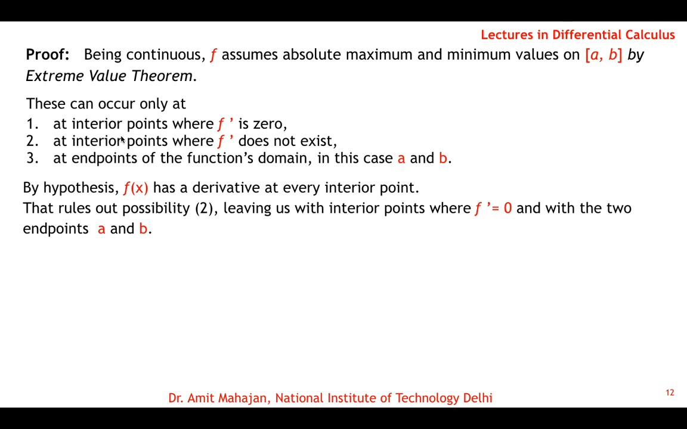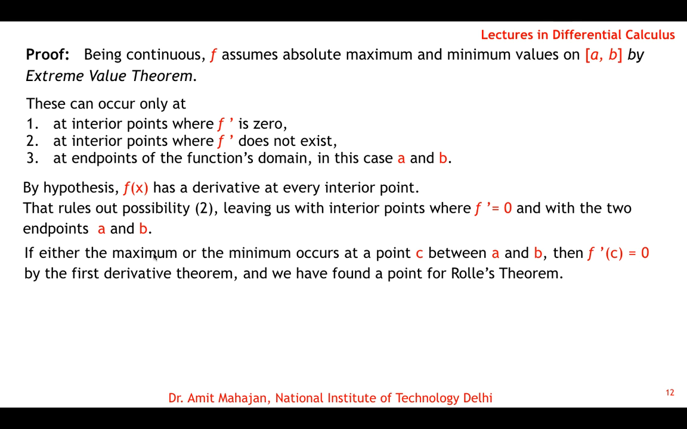Okay, so the second possibility is not there because the derivative of the function is defined at every interior point. Now we take the first case: if either the maximum value or the minimum value occurs at an interior point, say C between A and B, then by the first derivative theorem, the derivative at C must be 0.